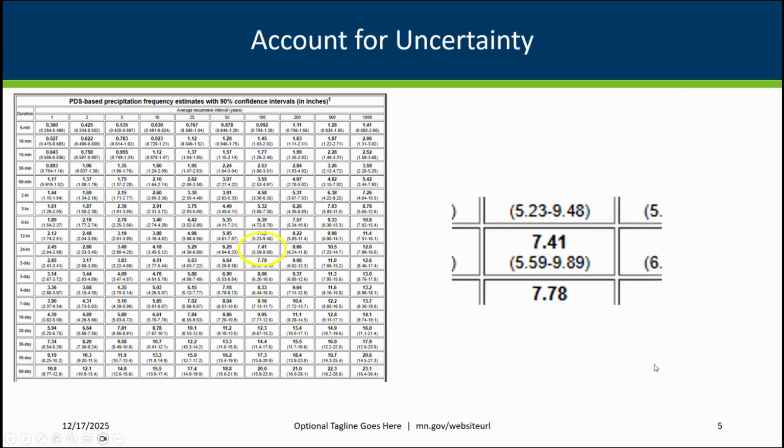So to illustrate this point a little bit more, this slide is showing a screenshot from an Atlas 14 table for precipitation for a particular site. And the zoom in on the right side, so the left side might be tiny font for some of you. So zooming in on the right side, you see in this particular spot, the 24-hour 100-year rainfall is 7.4 inches. But in reality, the confidence level is about 5.6 inches to 9.9 inches.